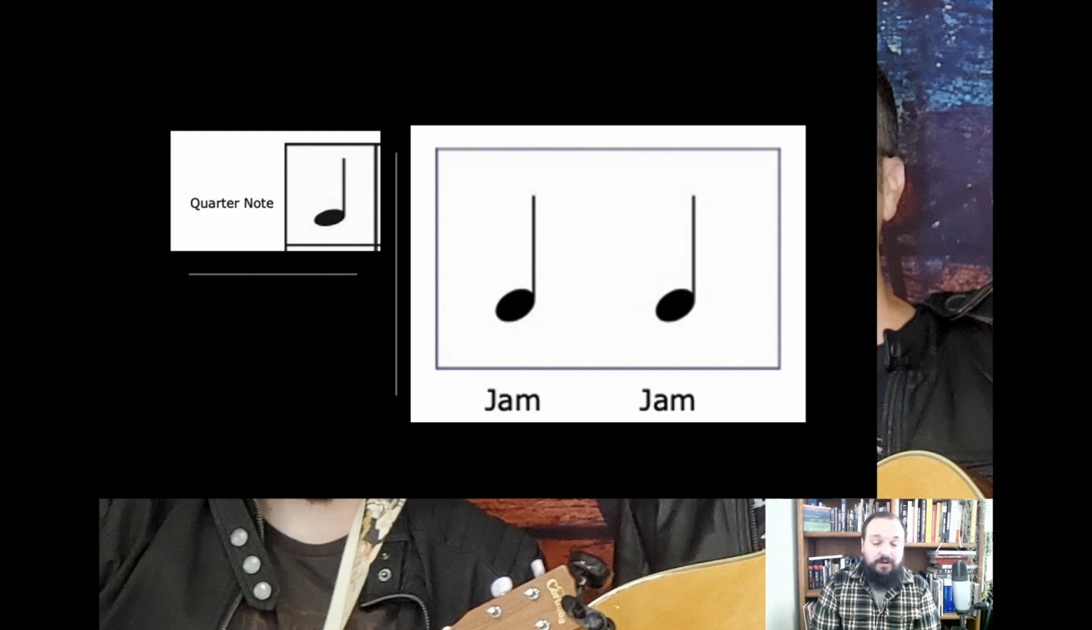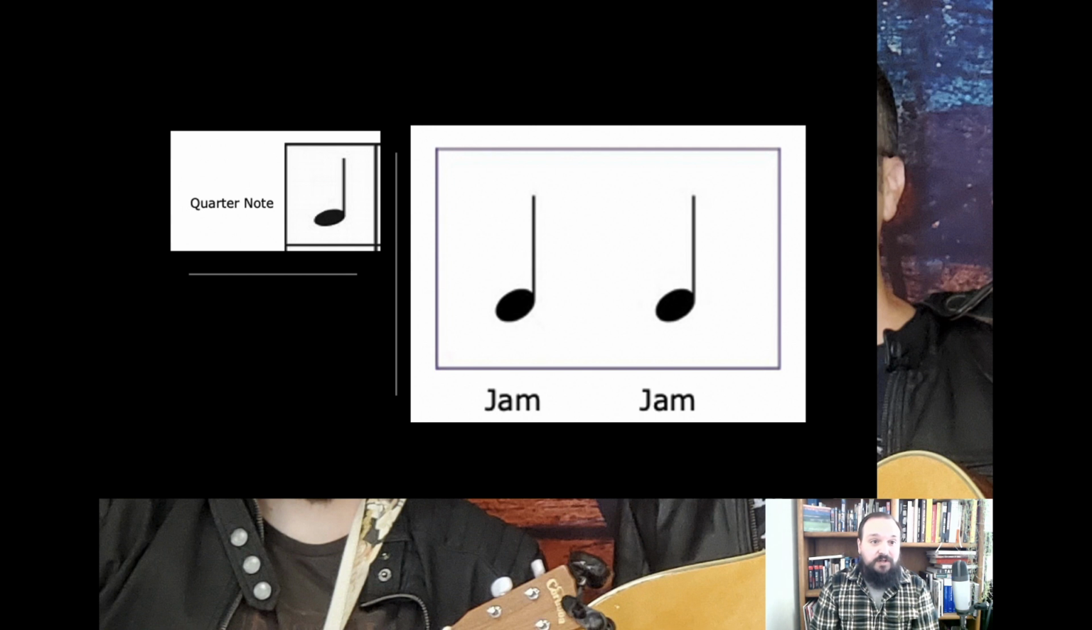So we're going to call this quarter note, when we're working on it, we're going to call it jam. Can you say jam? One more time. Jam. Great. So when you say jam, you're also going to clap jam, right? So we're going to go jam. Do it with me. Jam. One more time. Jam. Good.